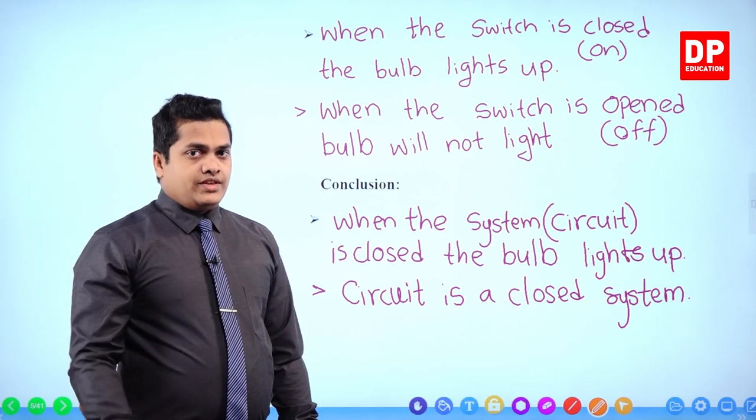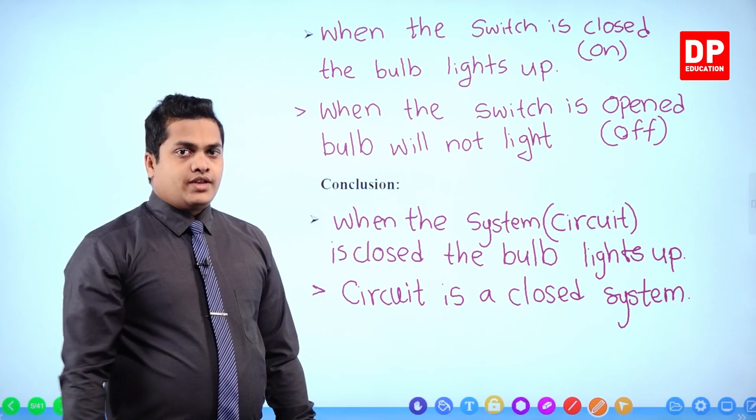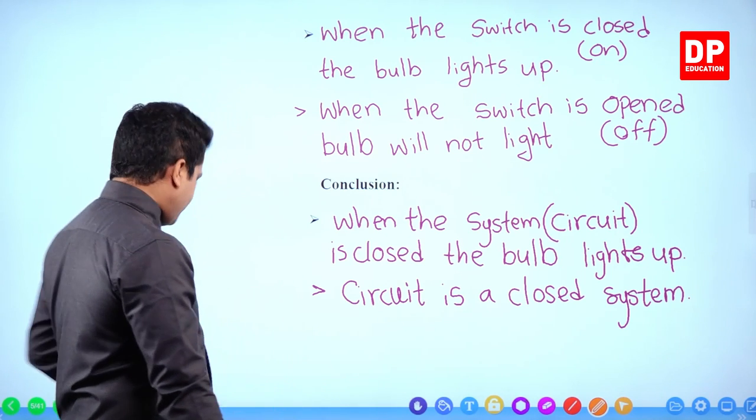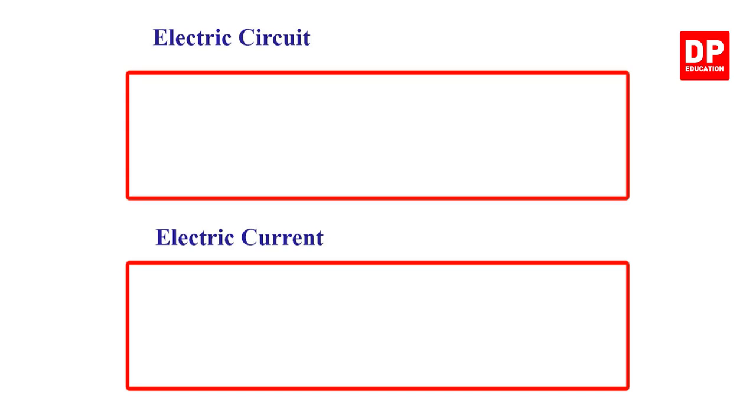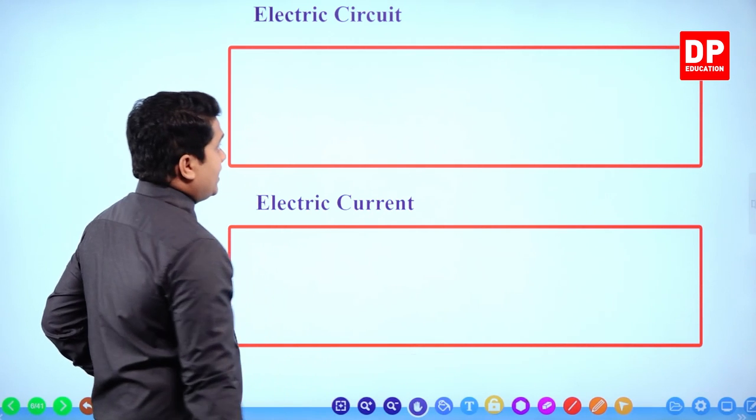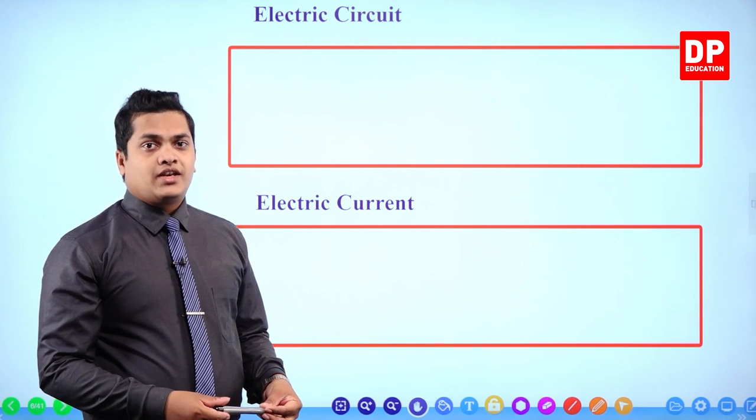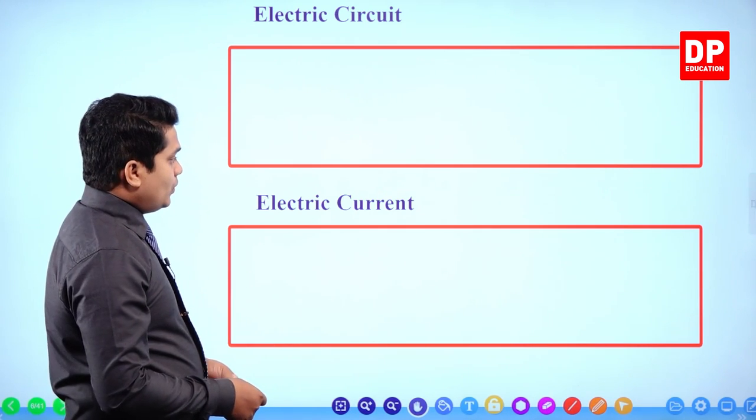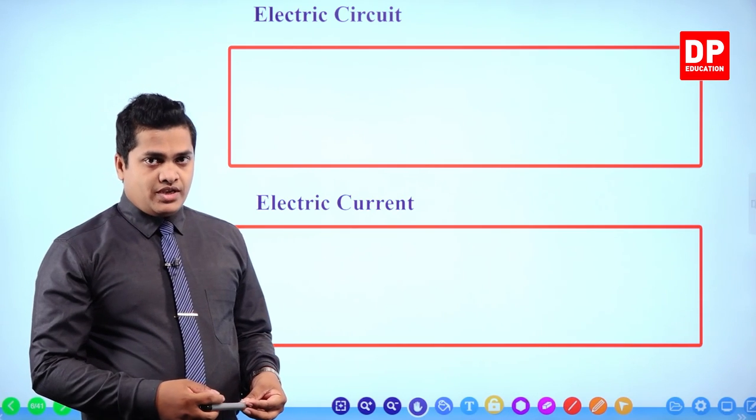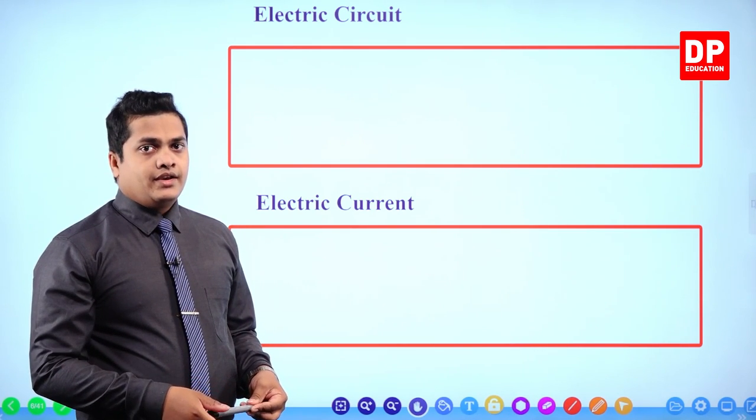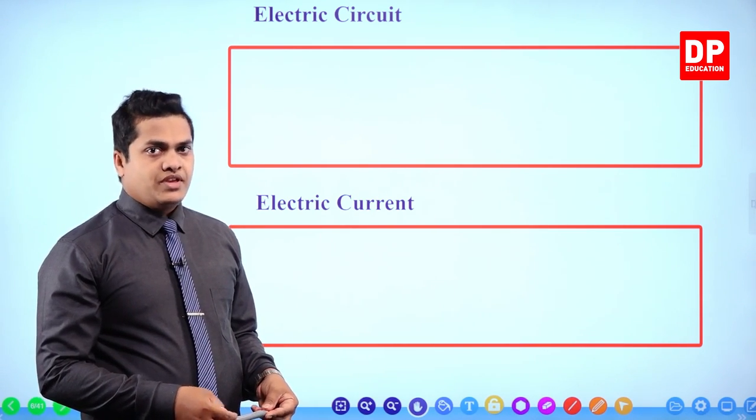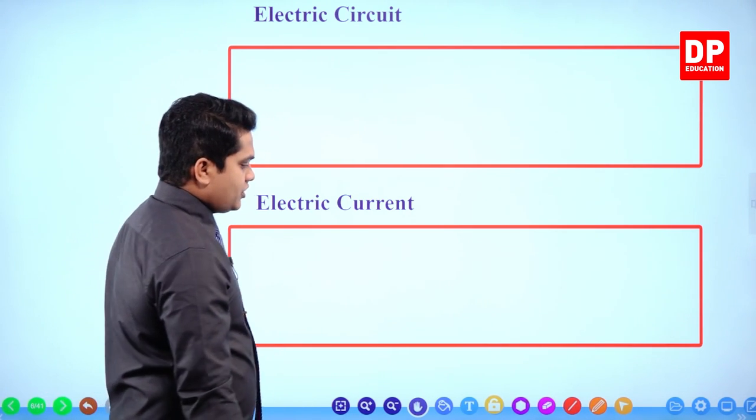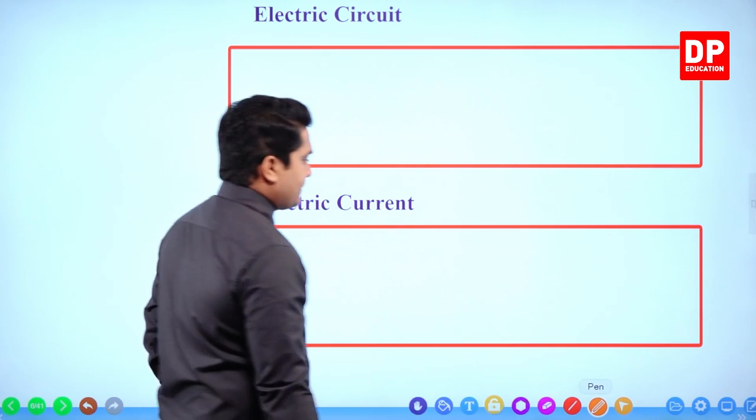So let's move on with the next slide to observe what are the things contained in electrical circuits and electrical current. Right. Okay. So let's see then. Electrical circuit, electrical current. Okay. So we are going to discuss what we mean by an electric current and what we mean by an electric circuit. So first of all, we'll mention what is an electric current.